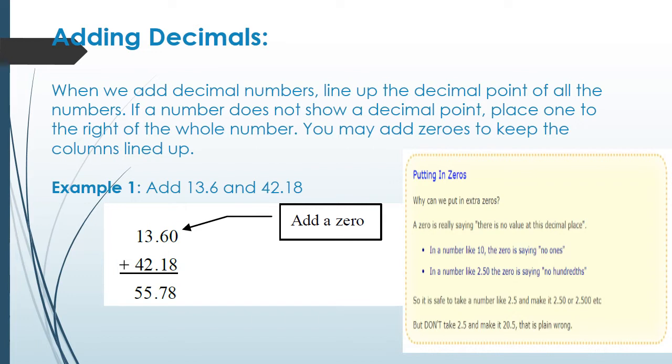Then, if we have any empty spaces, you can put 0. Now we will know why we can put 0 without any problem. Then we start adding normally from right to left.